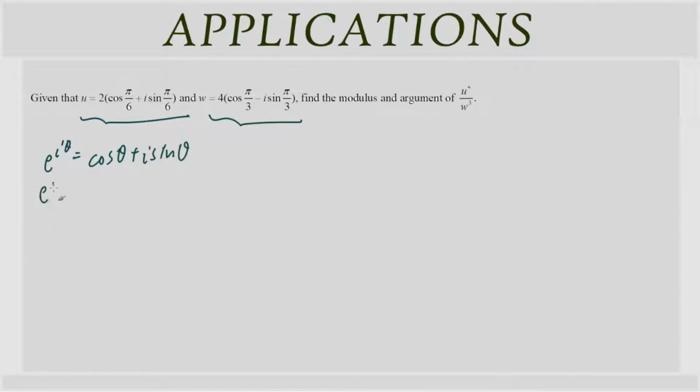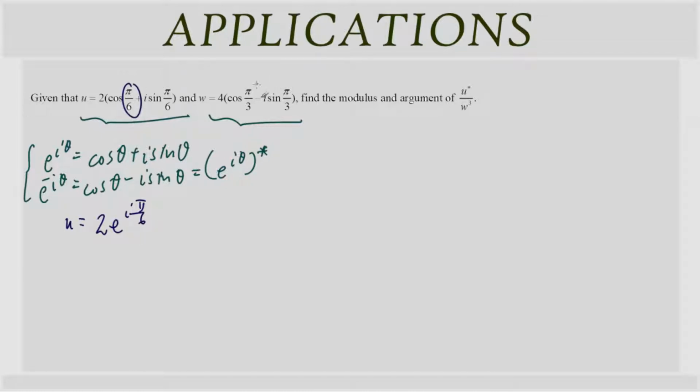And e to the power of negative i theta is equal to cosine theta minus i sine theta, which is the conjugate of e to the power of i theta. Right? Bearing these two formulas in mind, we can convert them in one single step, which is u is equal to 2 times e to the power of i pi over 6, because this is the theta in this case. And for the other side, it will be the theta value for e to the power of negative i theta. So we have w is equal to 4e to the power of negative i pi over 3.